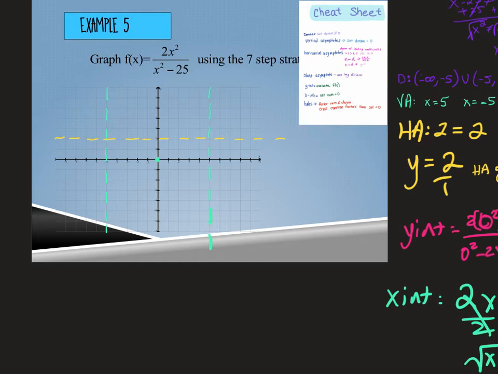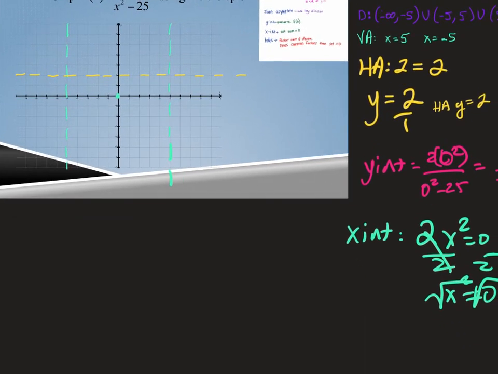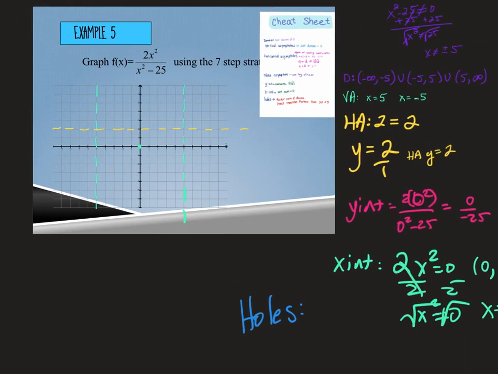Are there any holes? How do you know if there's holes? Factor the top and the bottom. Okay, factor the top and the bottom. So I have 2x squared over x plus 5, x minus 5. Anything going to cancel out?